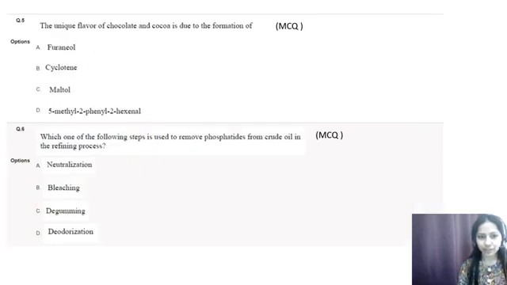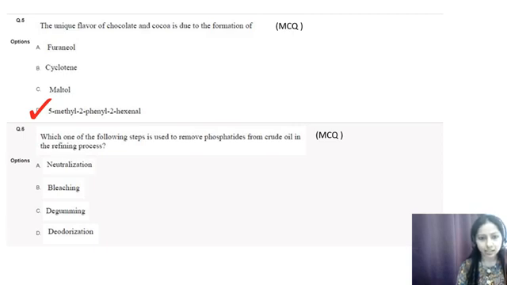So over here the correct option will be option number C, that is Aspergillus flavus. Question number 5. The unique flavor of chocolate and cocoa is due to the formation of. Options are furanol, cyclotene, maltol and 5-methyl-2-phenyl-2-hexenal. So over here the correct option will be D, that is 5-methyl-2-phenyl-2-hexenal. Furanol is reported as a key flavor component for strawberry or pineapple type flavor. Cyclotene is associated with the perception of roasted or medicine type of flavor. And maltol is used in the fairs. You have seen the cotton candies which are sold there, with the spun caramelized sugar type flavor. Over here the maltol is being used. So the correct option will be D, that is 5-methyl-2-phenyl-2-hexenal.